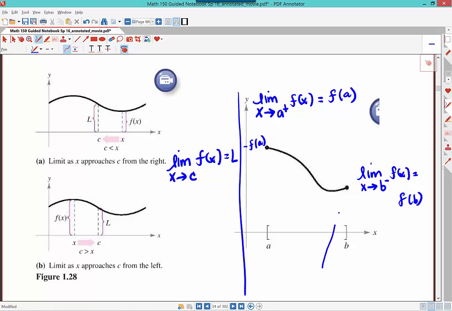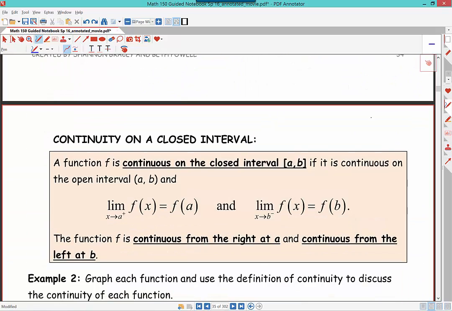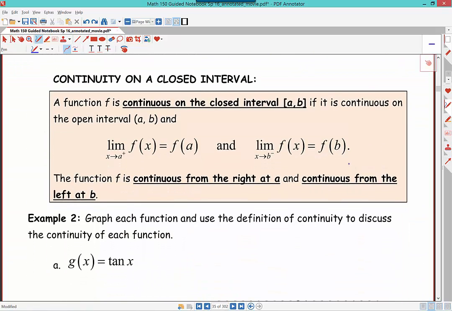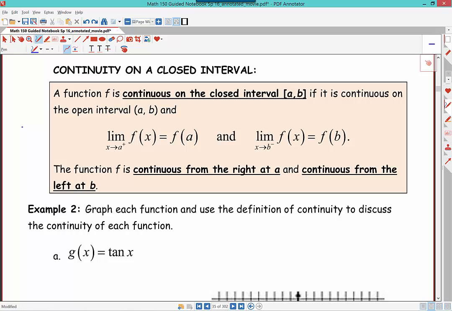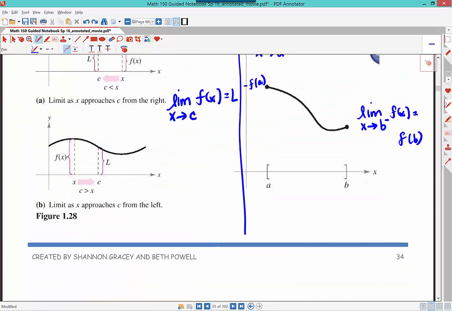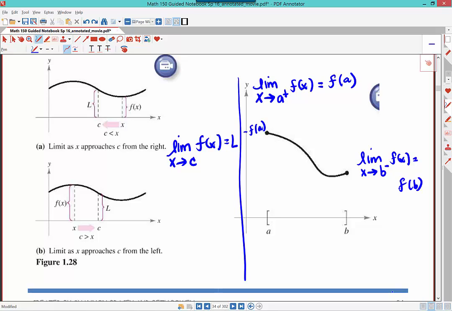So now let's take a look here at the official definition for continuity on a closed interval. You have to have continuity on every single input value, every single point on that interval, but you also have to have those two things we discussed. The limit as x approaches a from the right side has to be equal to f at a, and the limit as x approaches b from the left side of the function has to equal f at b.